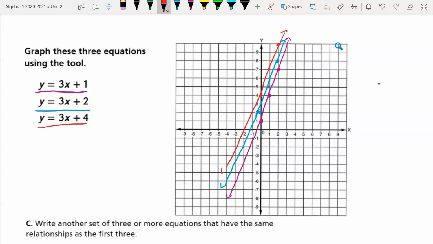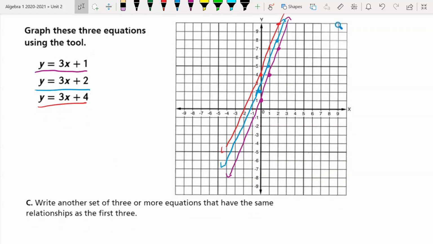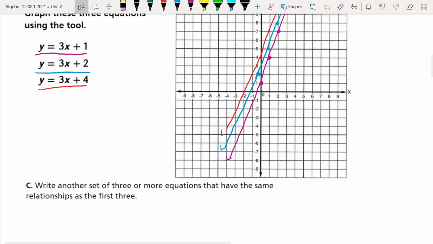So, obviously my lines aren't perfectly straight, but write another set of 3 or more equations that have the same relationship as the first 3. So what do you notice about these first 3 equations? Hopefully you're sitting there saying, oh, they all have the same slope. They all have a slope of 3, right?